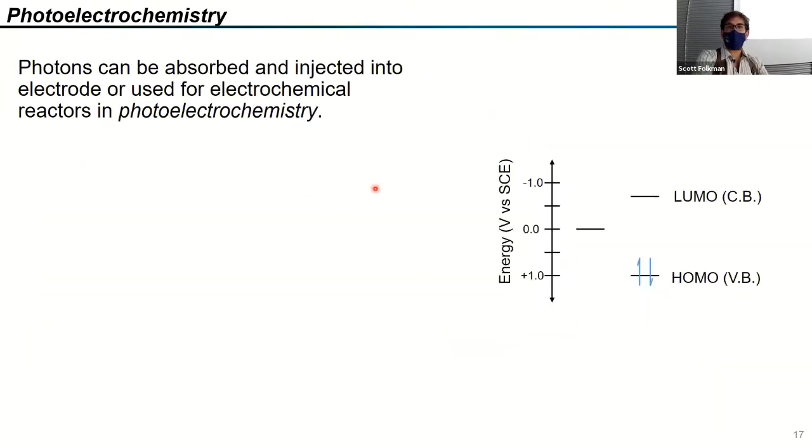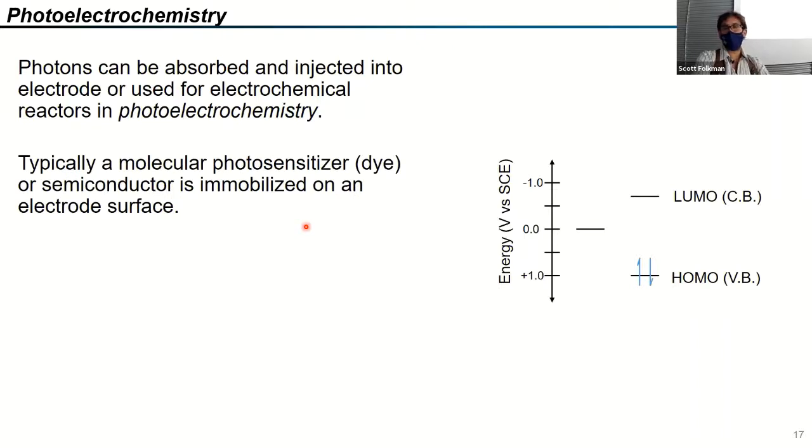So another topic that seemed interesting, that again could be at least one PhD thesis, probably an entire career, that we'll cover in 2 slides, is photoelectrochemistry. And in photoelectrochemistry, we take advantage of the fact that photons are absorbed and put an electron into a higher energy state. And so typically it's done with a dye or photosensitizer that's immobilized onto the electrode.